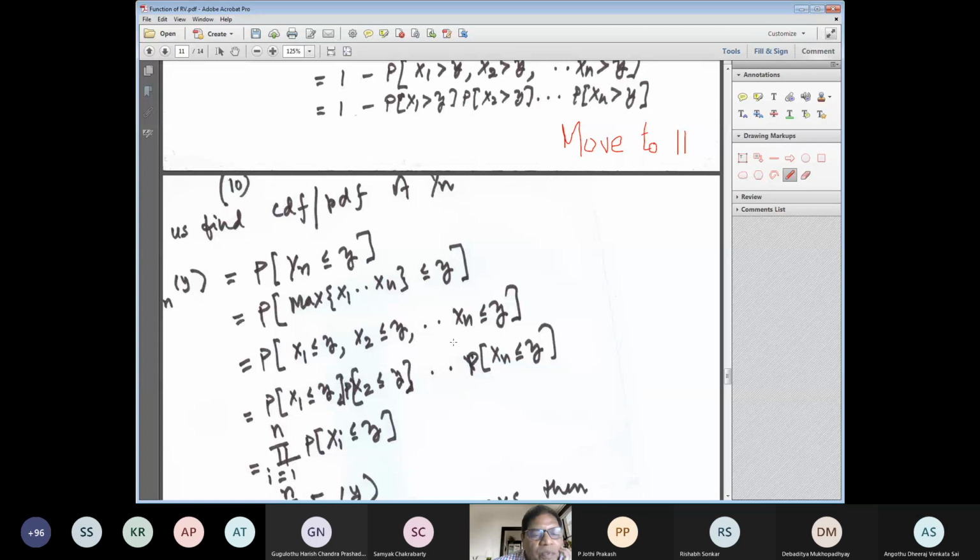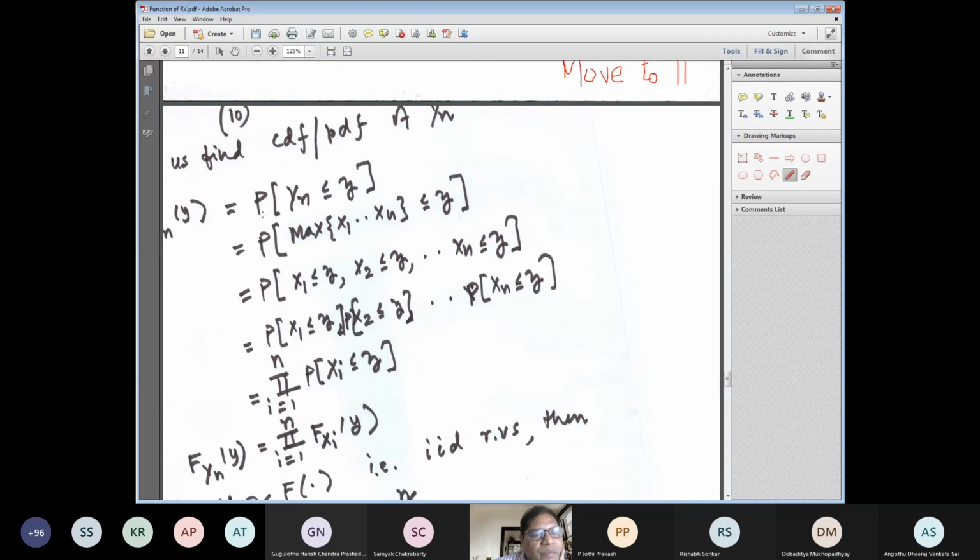Okay, now we are coming back to this again. Suppose we have to find the maximum. The same way, we write the CDF of Yn, which is the probability that Yn is less than y. Yn is nothing but the maximum of X1, X2, ..., Xn, which is less than y. If the maximum of certain quantities is less than y, then all the other quantities will also be less than y.